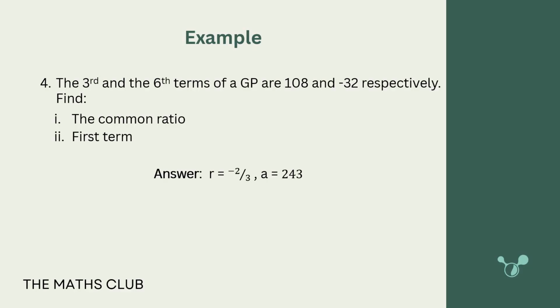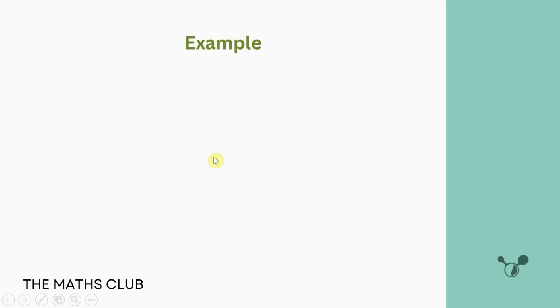So our r is minus 2 over 3 and our a is 243. So we can say thumbs up to everyone that got it. So let's look at the next question.